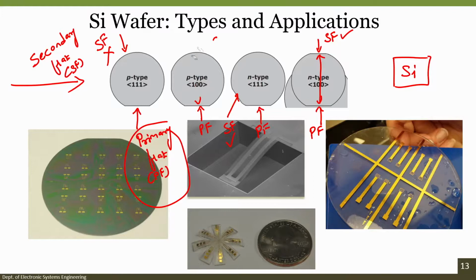So, depending on whether there is secondary flat or not, and if secondary flat is there, the angle of the secondary flat with respect to primary flat will help us to determine the type of the wafer and the orientation of the wafer, alright. That is the use of primary flat in particular. When we fabricate the silicon wafer, we also fabricate a secondary flat with respect to the primary flat. Now, that means silicon is a substrate.